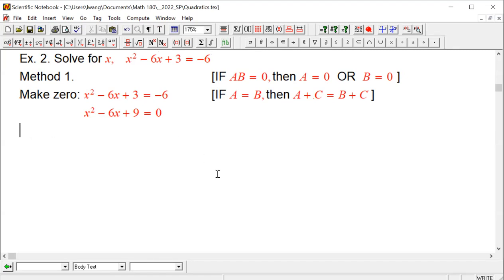Okay, so let's see how we do the factoring, right? Similar setup. Okay, trial and error. So 1 equals 1 times 1. 9 is equal to 3 times 3.